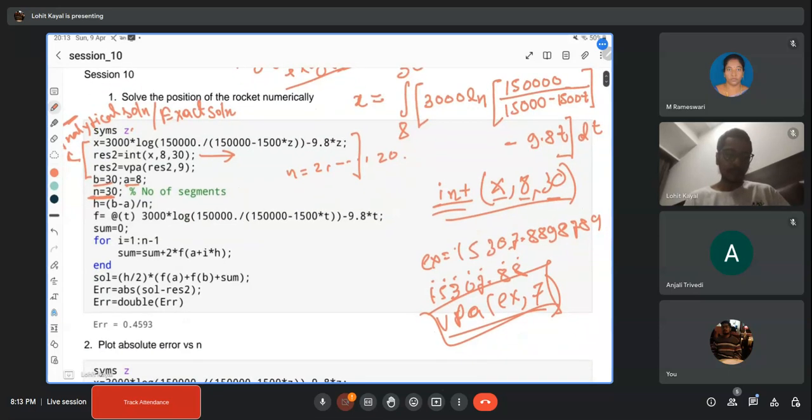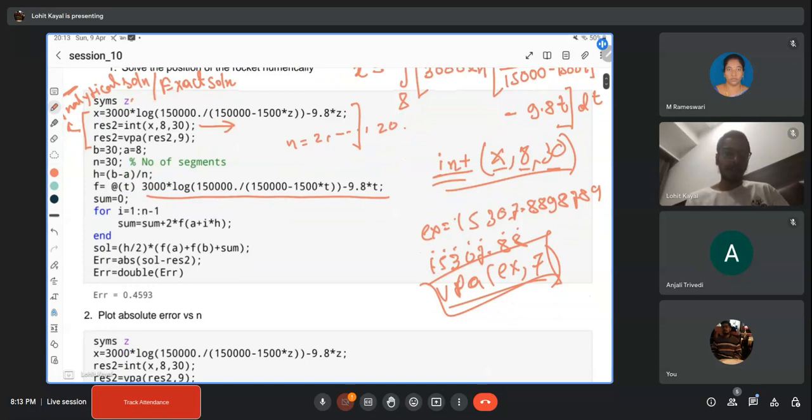Now, we have already discussed the formula. What is h? h is the step size, b minus a over n. And here I have written f in this function form. You will see why I have written it in this way. f equal to at the rate, so here I have defined a function like it, at the rate a and the expression.